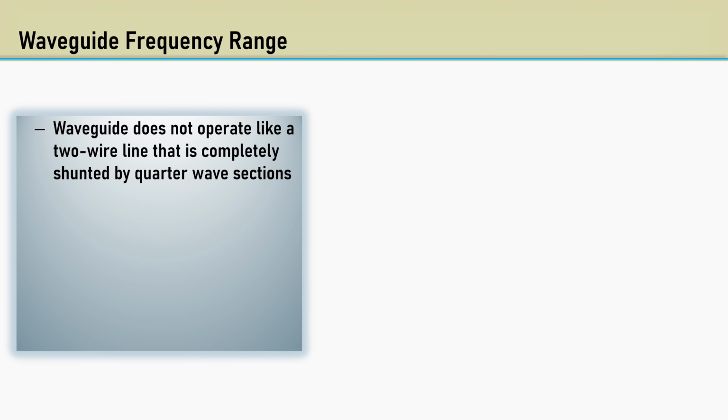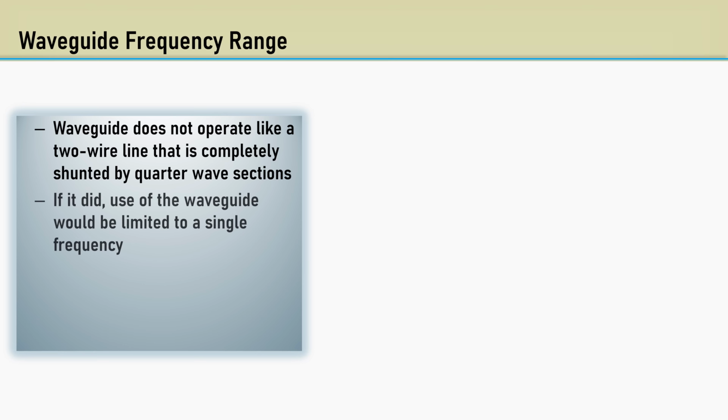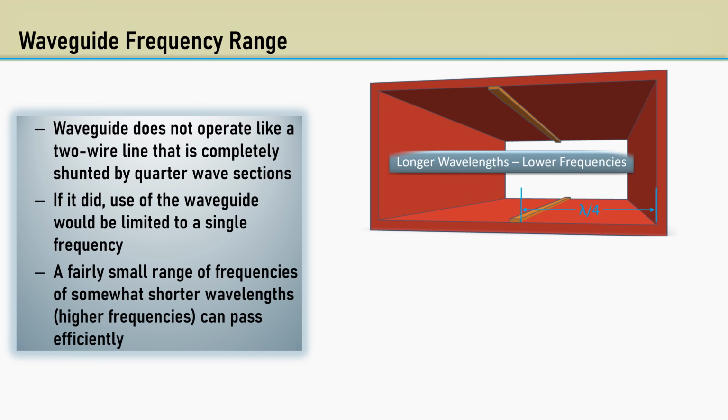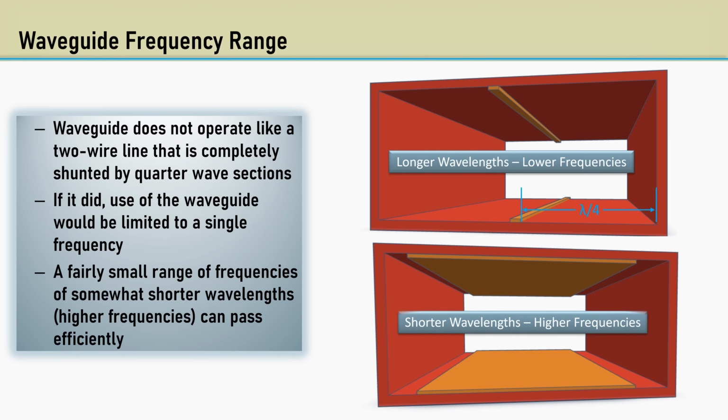Waveguide does not operate exactly like a two-wire line that is completely shunted by quarter wave sections. If it did, use of the waveguide would be limited to a single frequency. A fairly small range of frequencies of somewhat shorter wavelengths can pass efficiently. Here's an illustration showing the quarter wavelength at lower frequencies. The bus bar is thin. Now for shorter wavelengths, the bus bars are wide. Nice wide bus bars mean low loss.